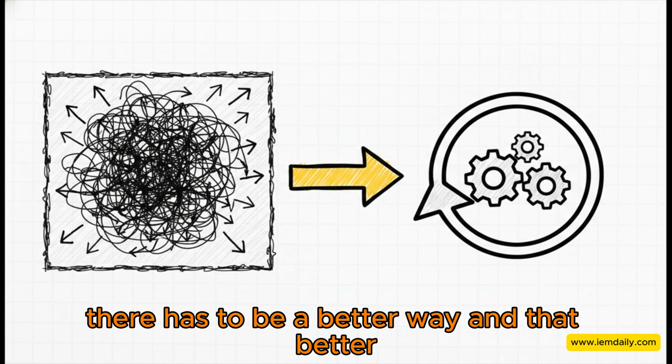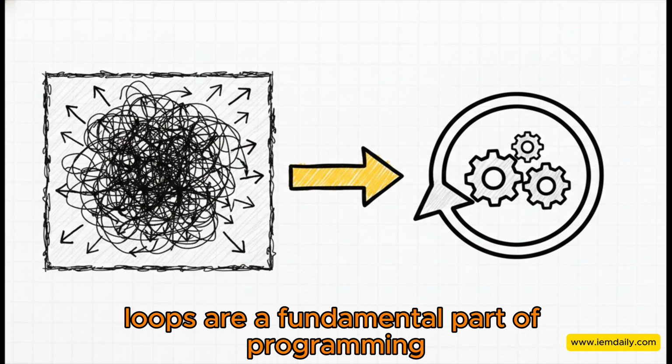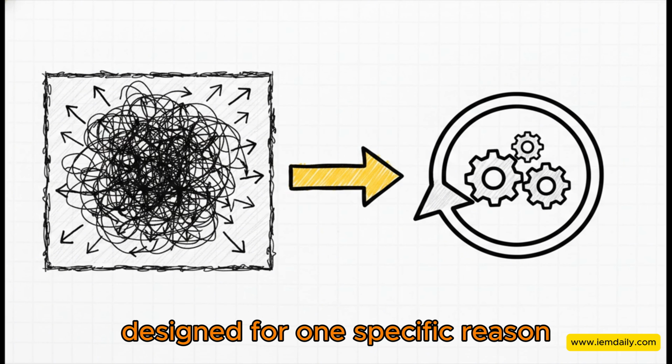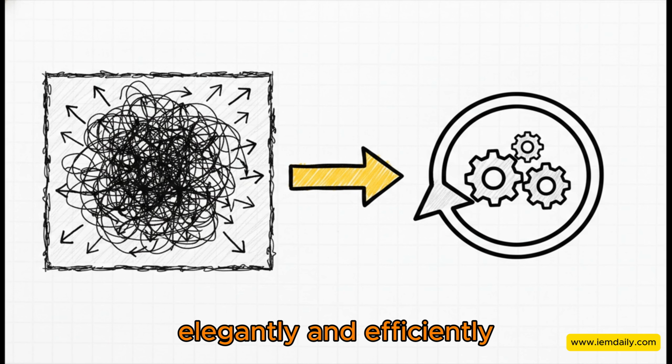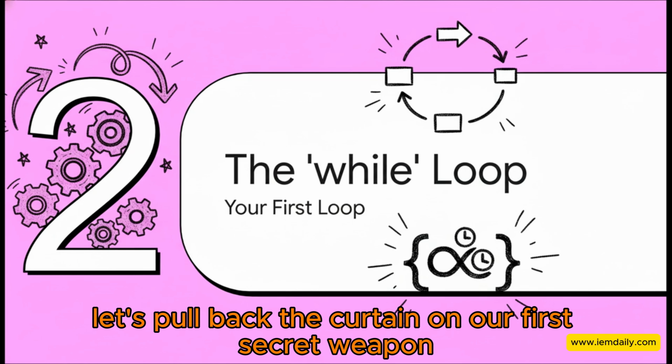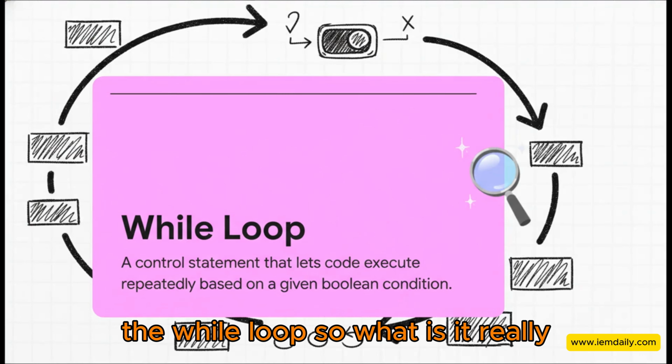And that better, smarter way is, of course, using loops. Loops are a fundamental part of programming, designed for one specific reason: to handle repetitive tasks for you, elegantly and efficiently. So, let's pull back the curtain on our first secret weapon against all that repetition, the while loop. So what is it really?